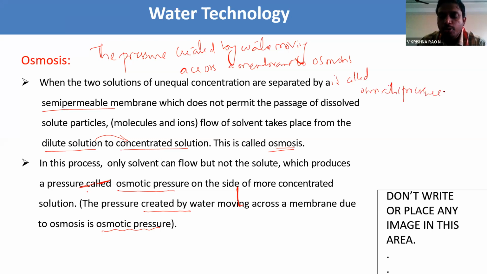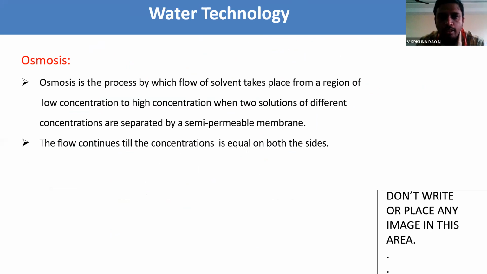Due to this osmotic pressure, only the solvent can flow but not solute, which produces a pressure called osmotic pressure on the side of the more concentrated solution. The flow of solvent takes place from the region of low concentration to high concentration when two solutions of different concentrations are separated by a semi-permeable membrane. This flow continues until the concentrations become equal on both sides.